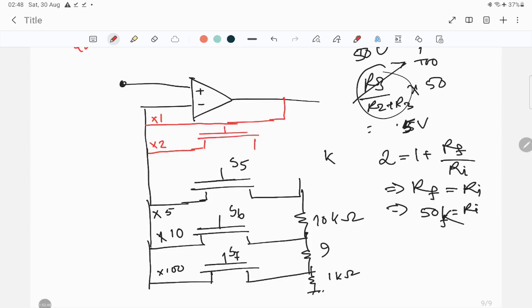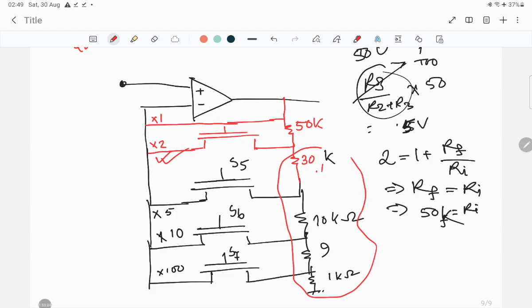This is the switch, and over here you have 50 kilo ohms, then over here you have 30 kilo ohms. Okay, so if you do the whole calculation, when this gain factor is activated, at that time all the other switches will be turned off. So if Rf becomes 50 and you do the whole summation for this part, then it will also become 50. As a result, you will be able to get a gain factor of 2.